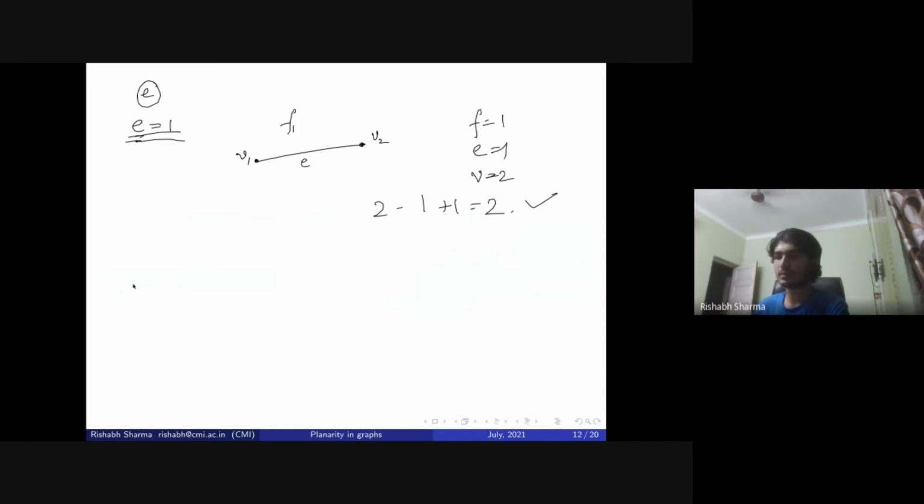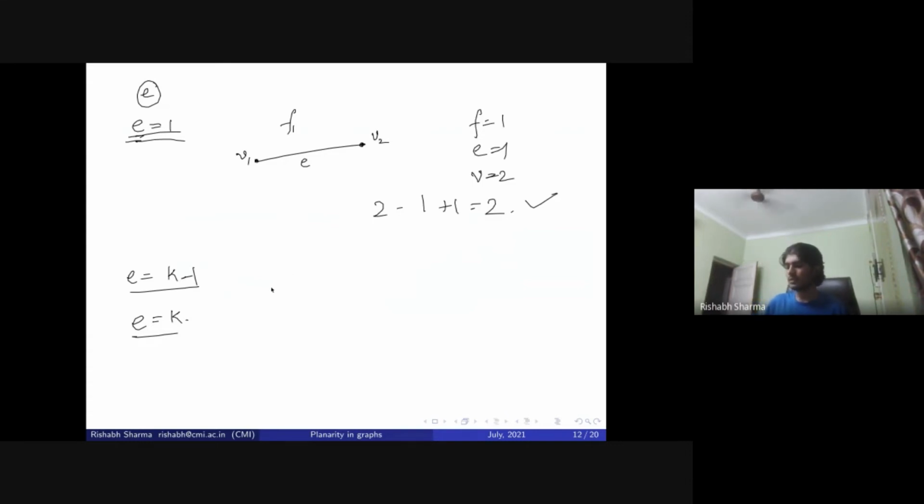Now, suppose that Euler's formula holds for E equal to K minus 1. If I have a graph with K minus 1 edges, I know the formula holds. I assume the formula holds. Then I try to prove this for E equal to K.